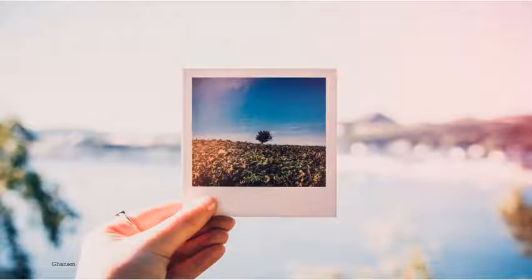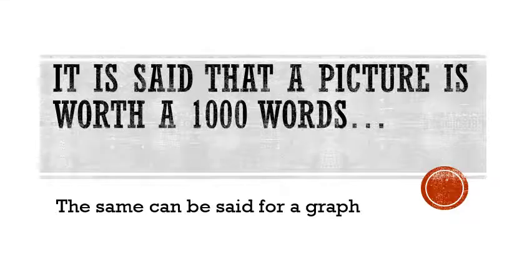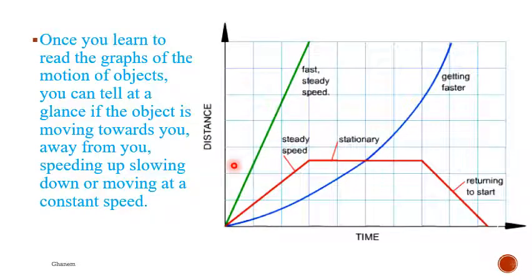As the famous quote says, a picture is worth 1,000 words. The same can be said for a graph. At the end of this tutorial, you will be able to study any graph and say if this object is moving forward or backward, if this object is accelerating or decelerating, or if this object is at rest.